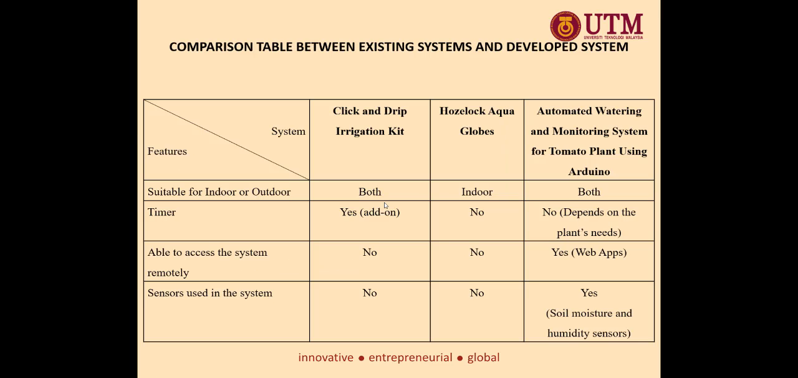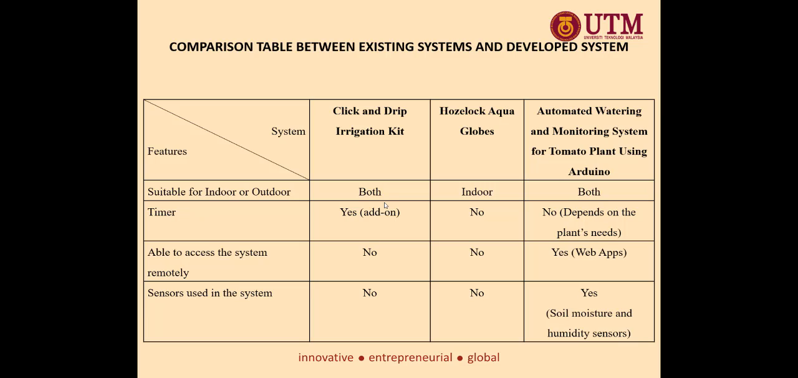So this is the comparison table between the existing systems and my developed system. In terms of the features, the first one is whether it is suitable for indoor or outdoor. The click and drip irrigation kit is suitable for both, and the Hauser Aqua Globes is more suitable for indoor, and my developed system is suitable for both indoor and outdoor. In terms of the timer, for the click and drip irrigation kit the user is able to purchase a timer, while for the Hauser Aqua Globes there is no timer for the system.